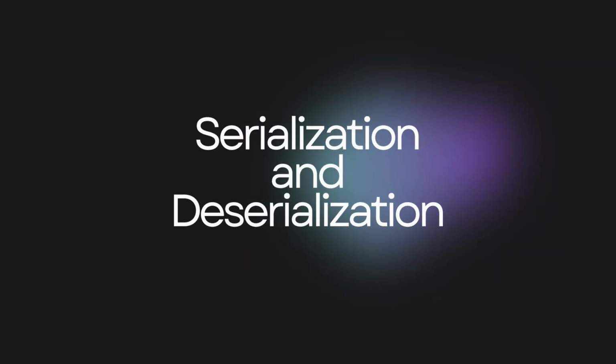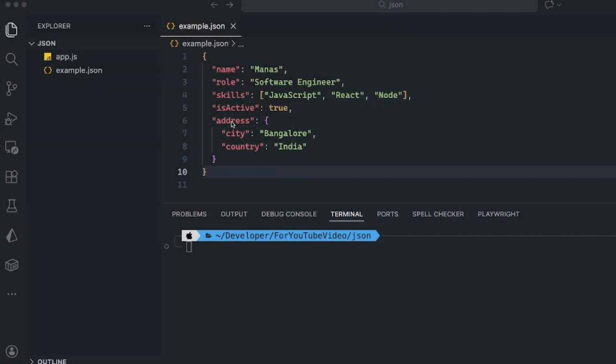Okay, let's learn another concept. What do serialization and deserialization mean? Serialization converts application objects into JSON strings for transmission, and deserialization converts JSON strings back into usable objects. Most programming languages provide built-in tools and methods for this, making JSON easy to integrate everywhere. Let's understand with a code example.